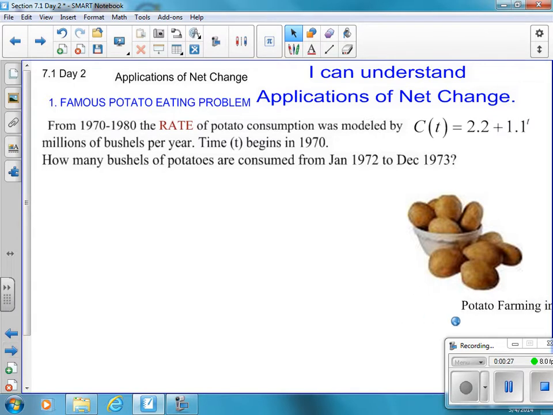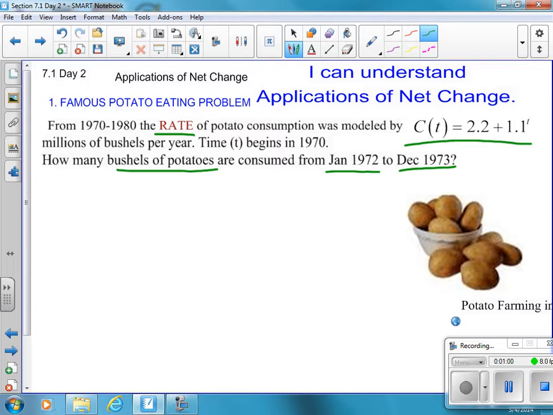In this problem I highlighted, the famous potato eating problem, the rate of potato consumption, which is eating, was given by this function, so that's a rate. If you want to know how many bushels or what the quantity of the item is, you're going to have to take the antiderivative. So we have a model for rate of consumption, and they want us to figure out how much it was from January of '72 to December of '73.